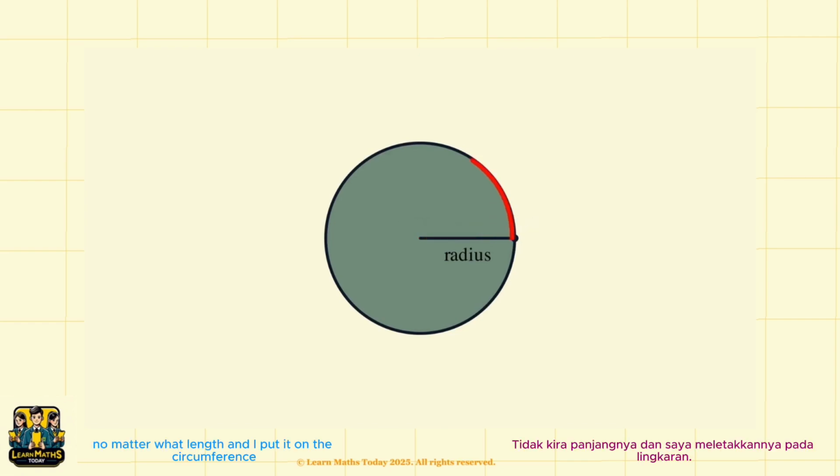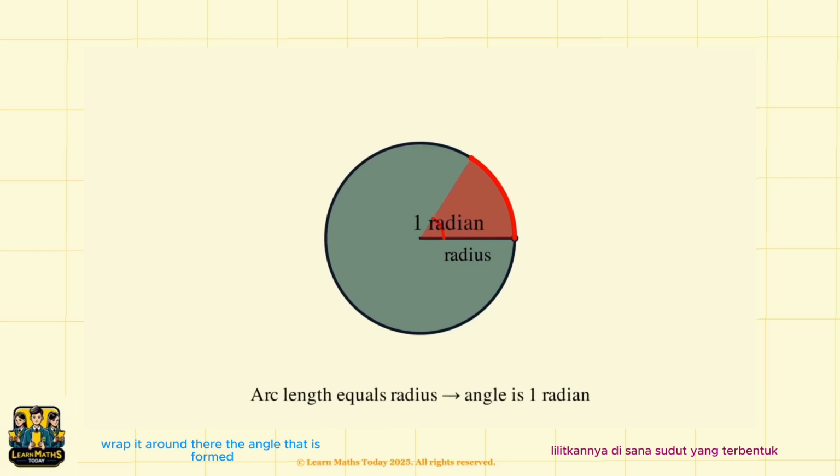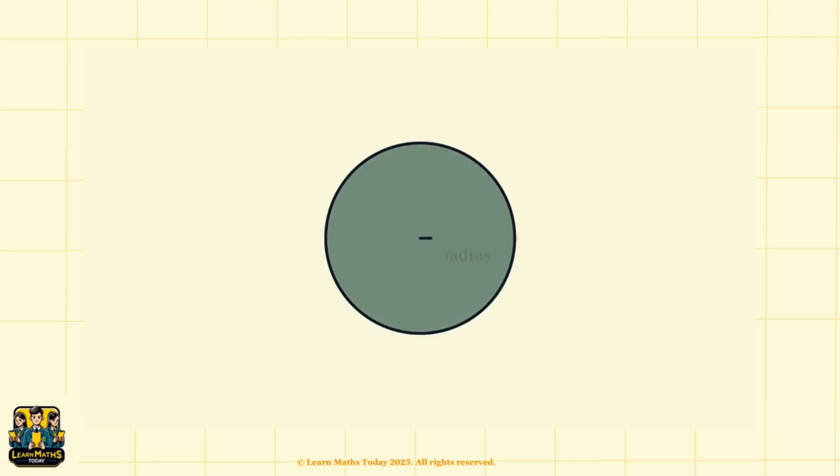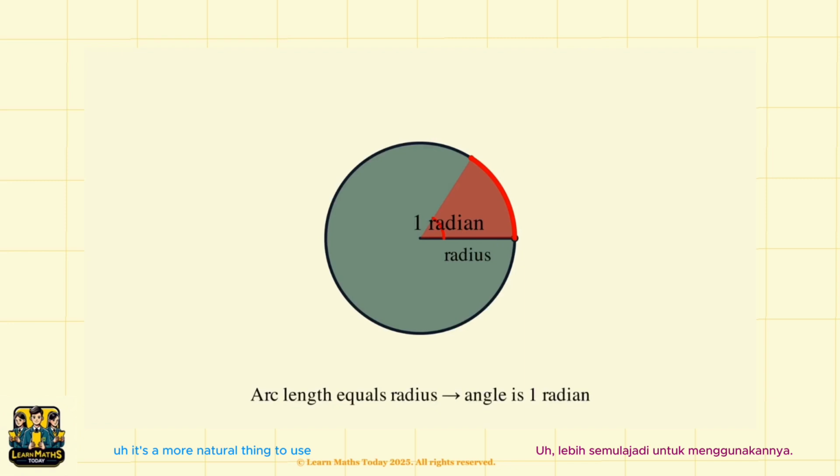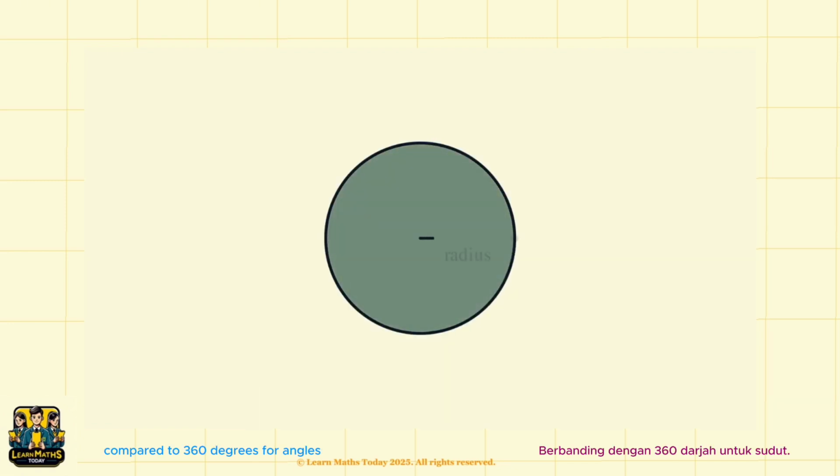A good way to understand radians is if I take a radius of a circle, no matter what length, and I put it on the circumference, wrap it around there, the angle that is formed is called 1 radian. You may ask, why do we need 1 radian? Well, we'll see why. It's a more natural thing to use compared to 360 degrees for angles and describing circles.